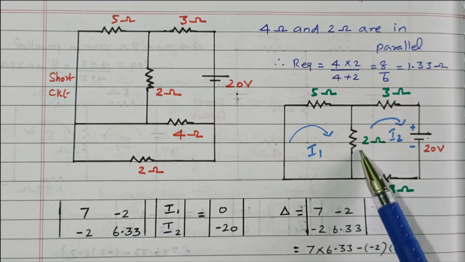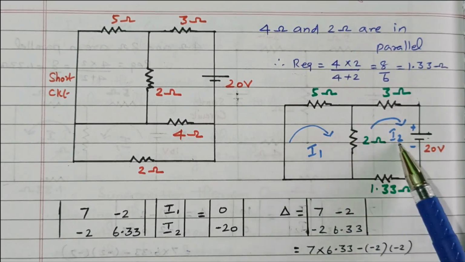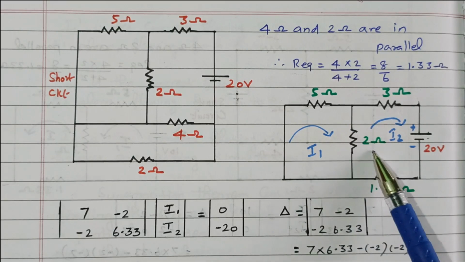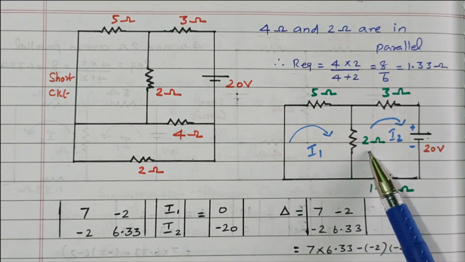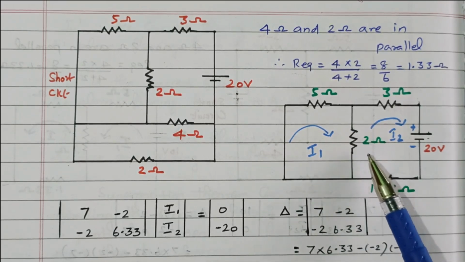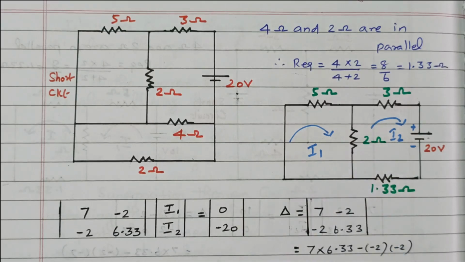I2 current is flowing from bottom to top. Same thing. So the difference between these two currents is flowing through the 2 ohm resistor. What we discussed in step 1, same thing only. So now we need to form the matrix, right?